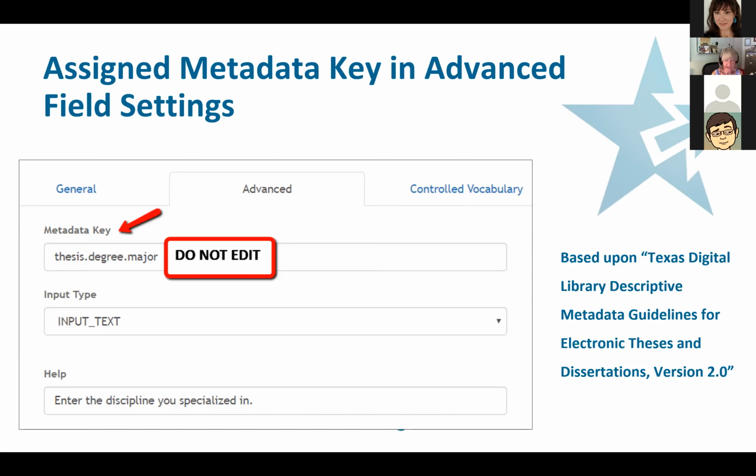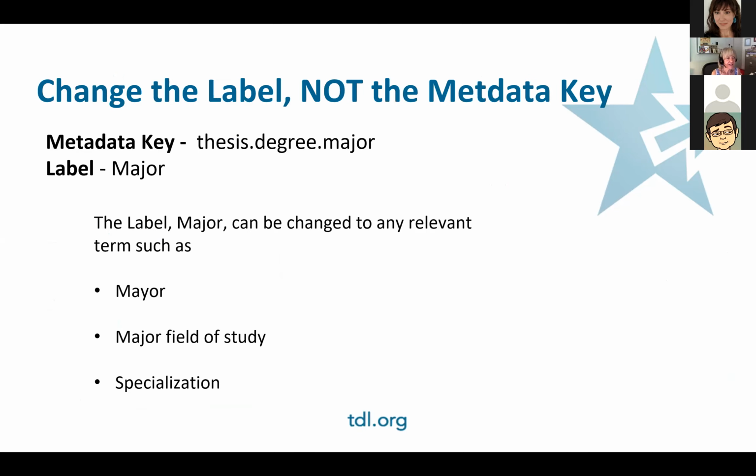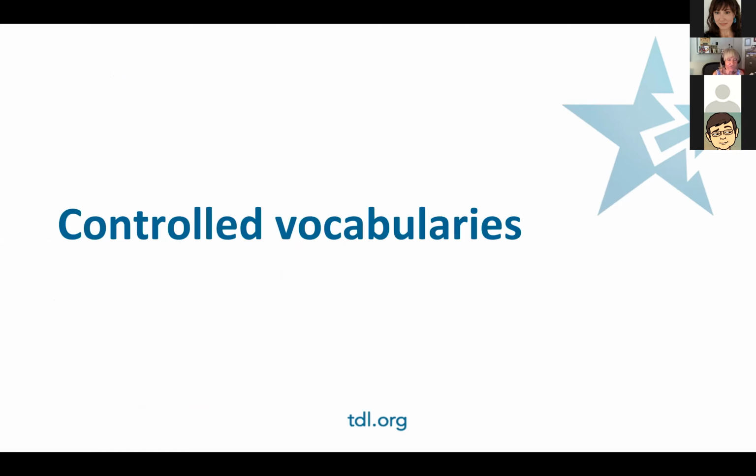You can alter or revise information that displays under the help. You can also change the label. So if you don't want the label to be major, but you want it to say major field of study or specialization, whatever you want that label to be, you can change that. But it will always be associated with that specific metadata key. And somewhat related to metadata is control vocabularies.